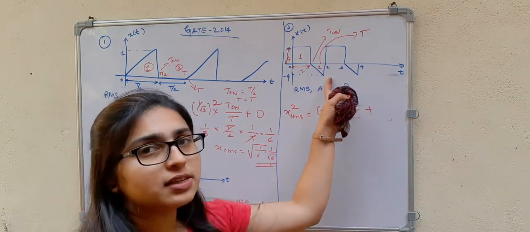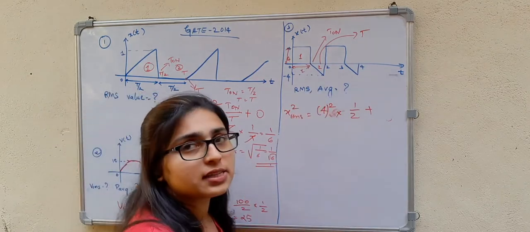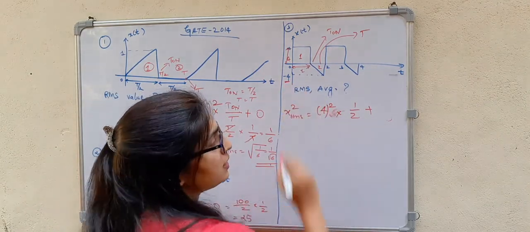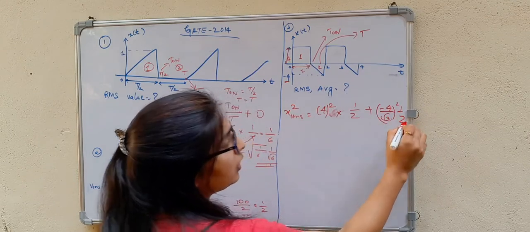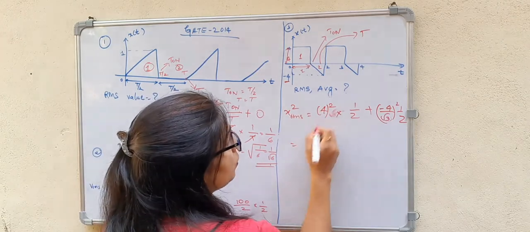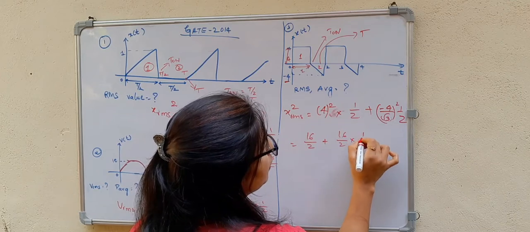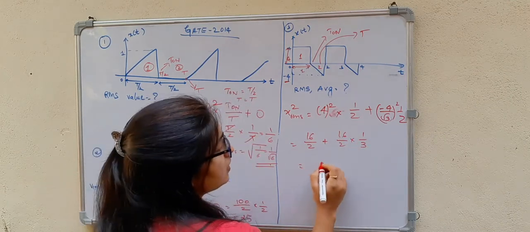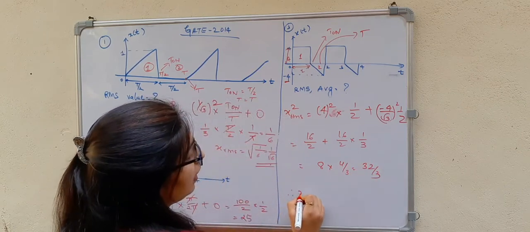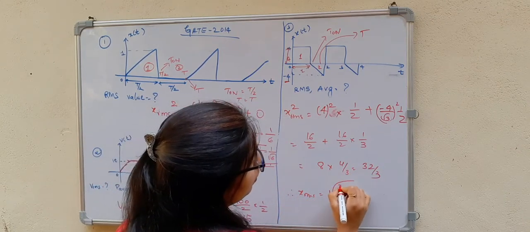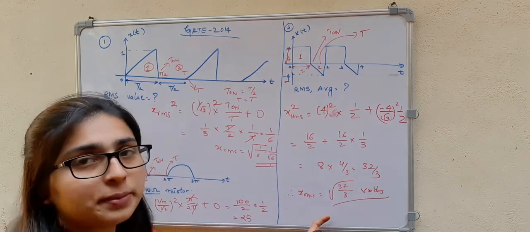Next, if I consider this triangle, what is the RMS value of that? It is A by root 3. A in this case is minus 4. So minus 4 by root 3 whole square into T on by T. So that is equal to 16 divided by 2, and here it is 16 divided by 2 into 1 by 3. So this is 8 into 4 by 3, 32 by 3. So XRMS is equal to square root of 32 by 3 volt. Okay, this is the RMS value.